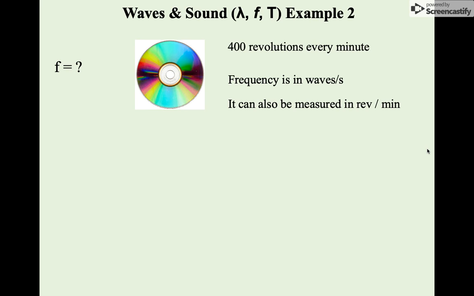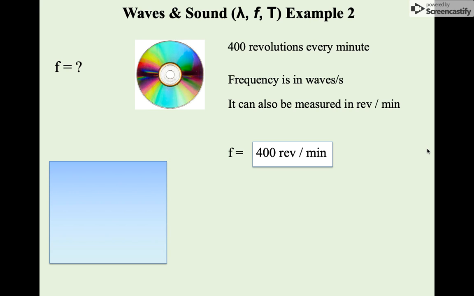Seconds is time. So if a CD is spinning, a revolution, that is a repeated pattern. Minutes is time. So for every certain amount of time, this CD is spinning a certain number of revolutions. It's repeating a pattern. So revolutions per minute can also be frequency, which means that the frequency in this problem was actually given. The key idea here is to understand what frequency means and how it can show up or be represented in different language.